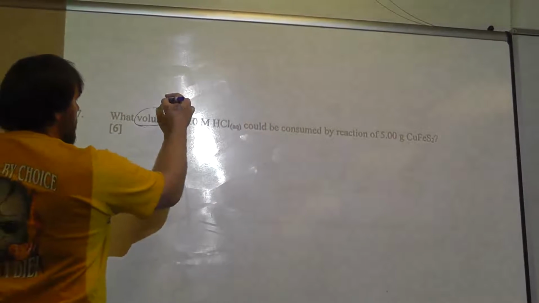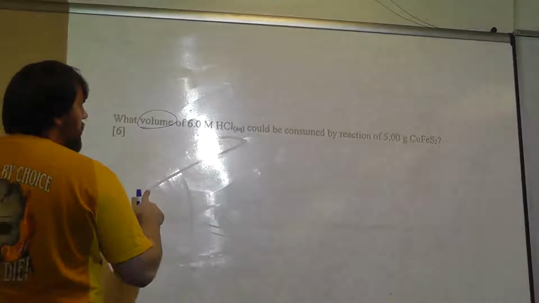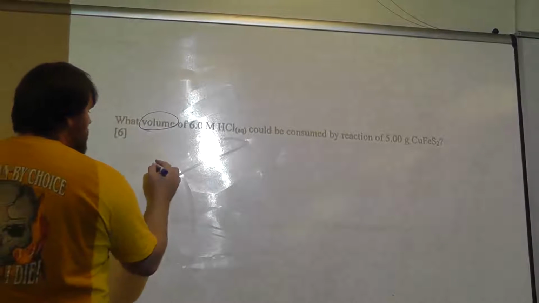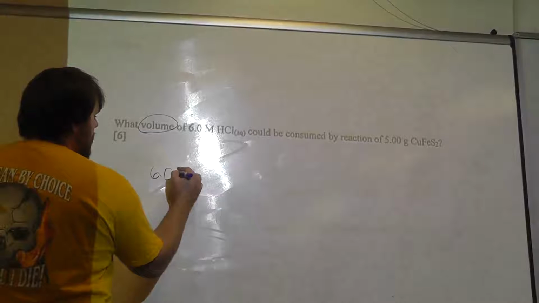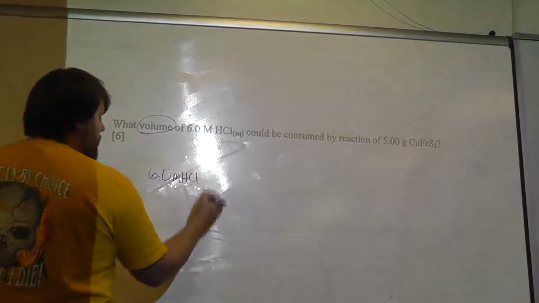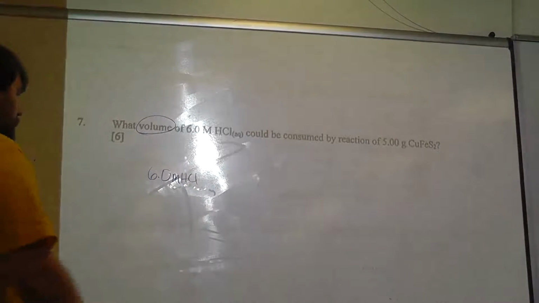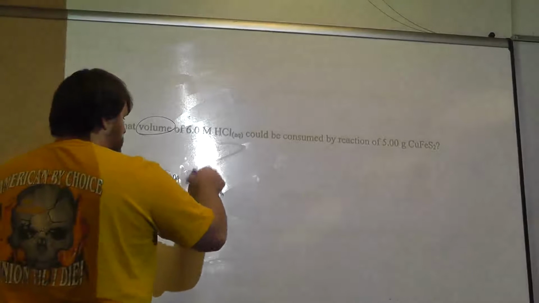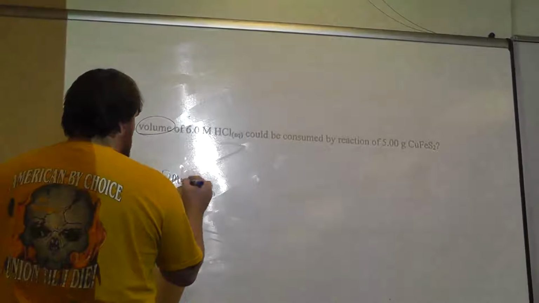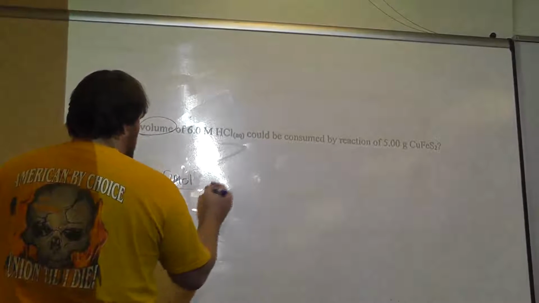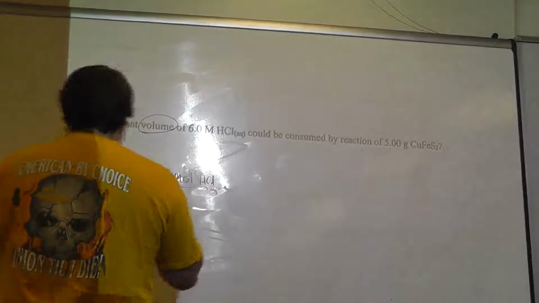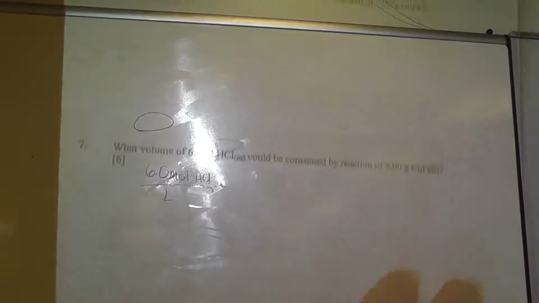So we're going to be solving for our volume. So we're starting off with this concentration, so 6 molarity HCl. So what that means is literally 6 moles per liter of HCl. Kind of scoot this problem down just a little bit if I can, so I can get that balanced chemical equation back in there.